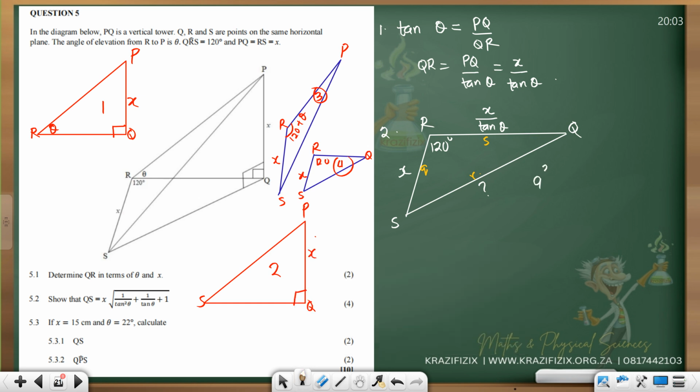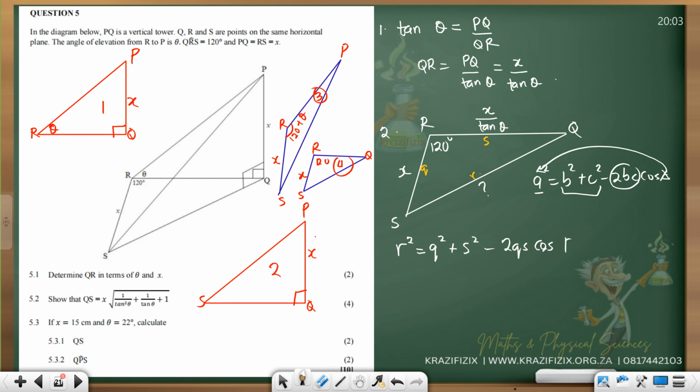If you remember the formula, it says a squared equals to what? B squared plus c squared minus 2bc cos a. Once I say a, it's the other two sides. I'm looking for r squared. I need the other two sides. Q squared plus s squared minus 2qs cos a. What's the angle? I'm using r, so I should be dealing with cos r. Let's see. I hope we get an answer.